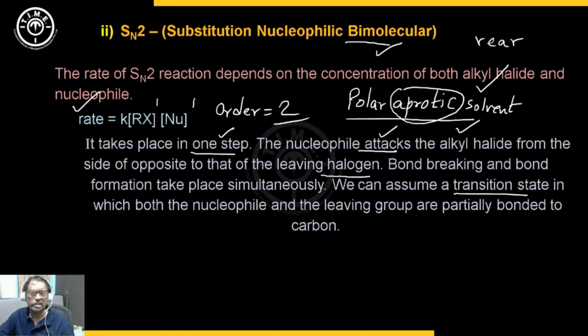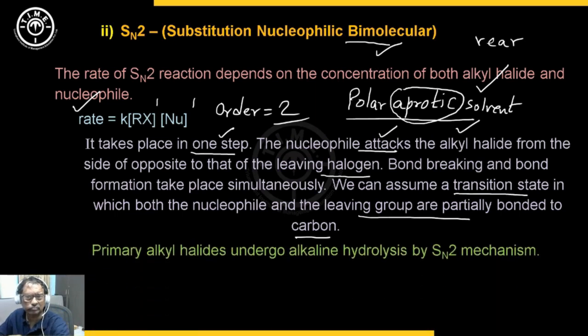Clear? So it is partially bonded, right? The nucleophile is partially bonded to the carbon. The halogen is also partially bonded. In the next step, the halogen is gone and the nucleophile is fit. Clear? So this is what is happening in the SN2 mechanism.